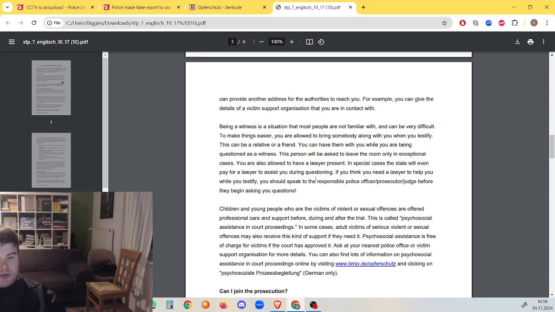Children and young people who are victims of violent or sexual offences are offered professional care and support before, during, and after the trial. This is called psychosocial assistance in court proceedings. In some cases, adult victims of serious violent or sexual offences may also receive this kind of support if they need it. Psychosocial assistance is free of charge for victims if the court has approved it. Ask at your nearest police station or police office or victim support organisation for more details.